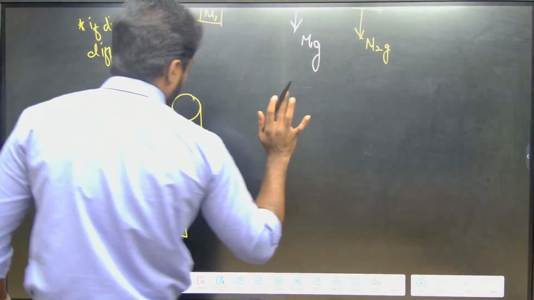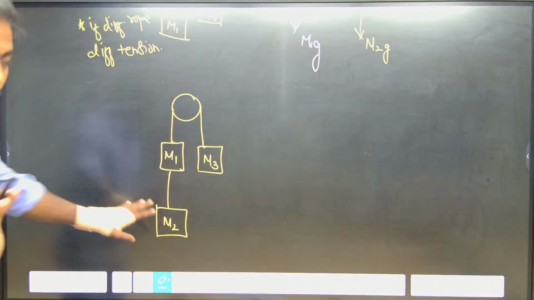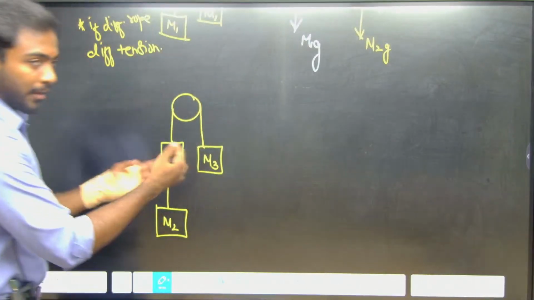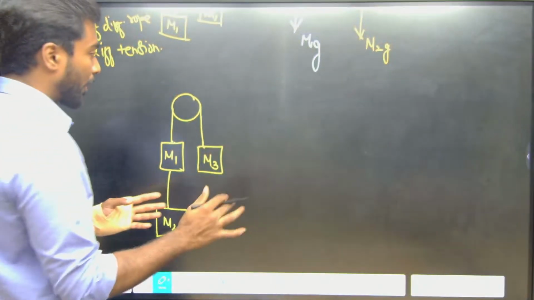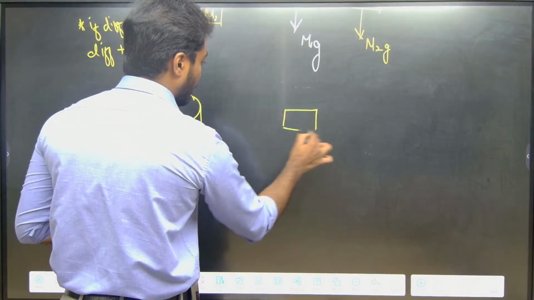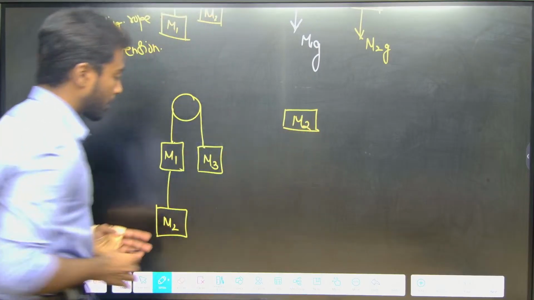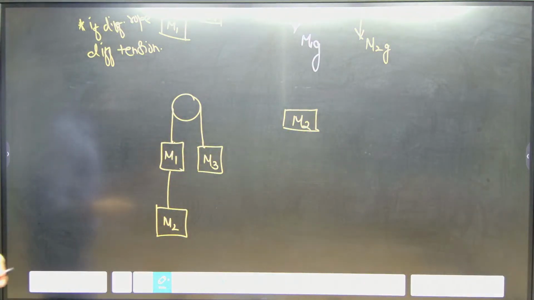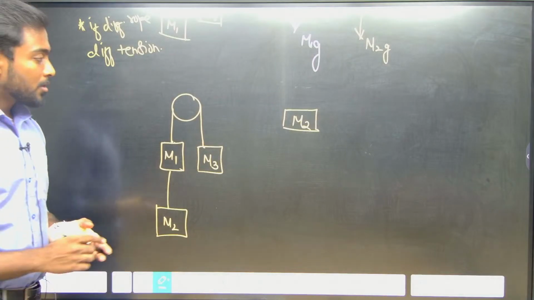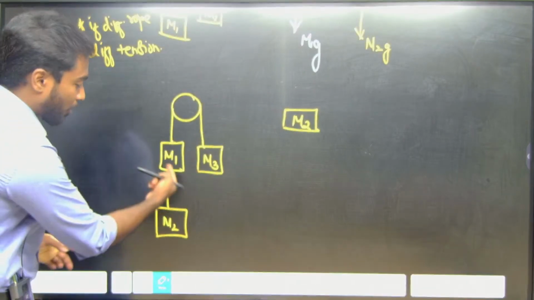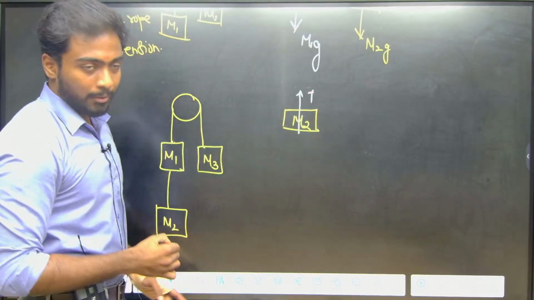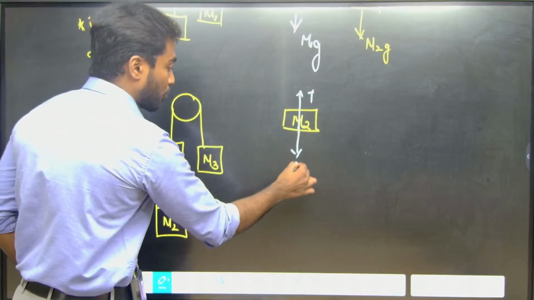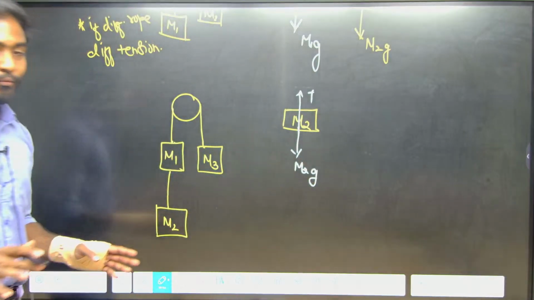Okay, I will talk about first M2 or M1 or M3, whatever I want I can take, whatever you feel you can take. So M2 I am taking, suppose for example. What are the forces acting on M2 I should see. On M2 tension will be there because the rope is there, so T I will take away from the body, and weight will be there, M2g. Okay sir, this is fine.